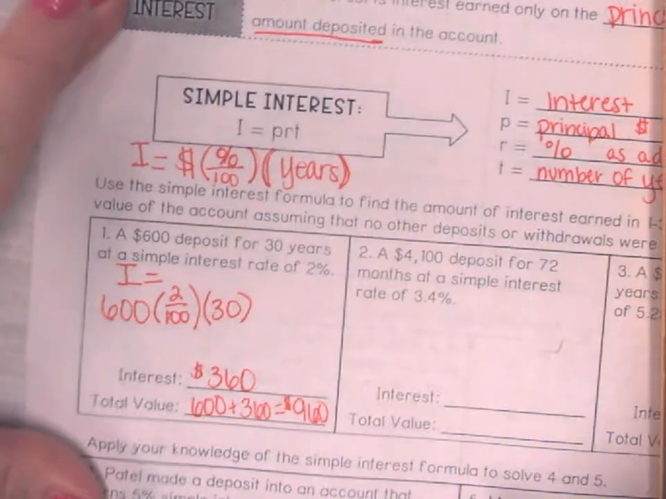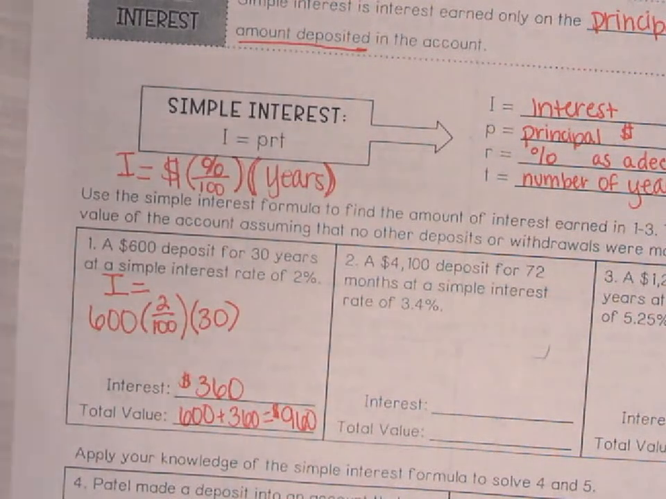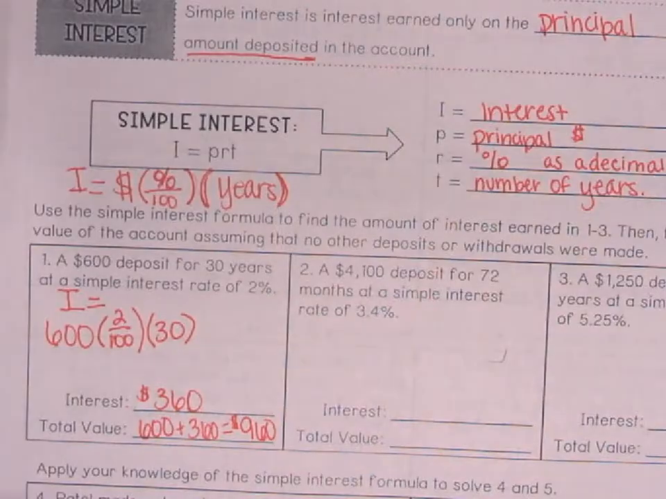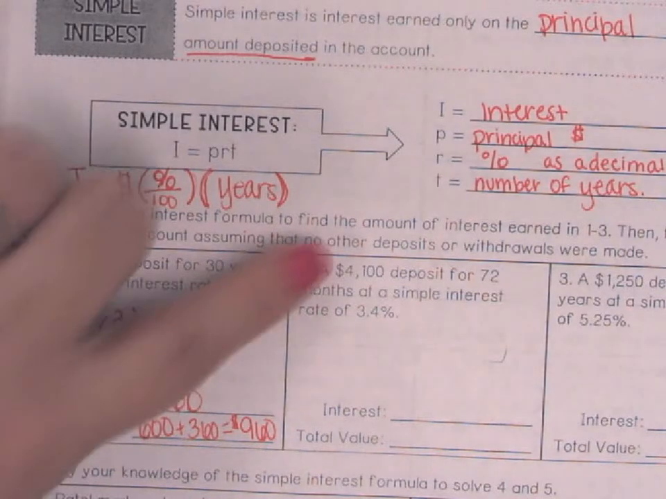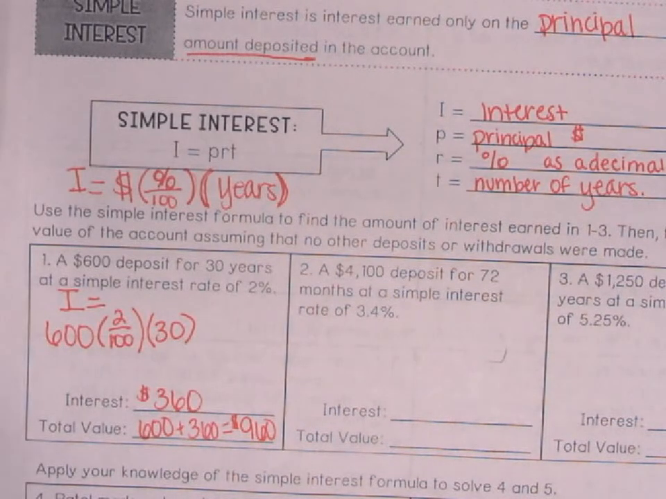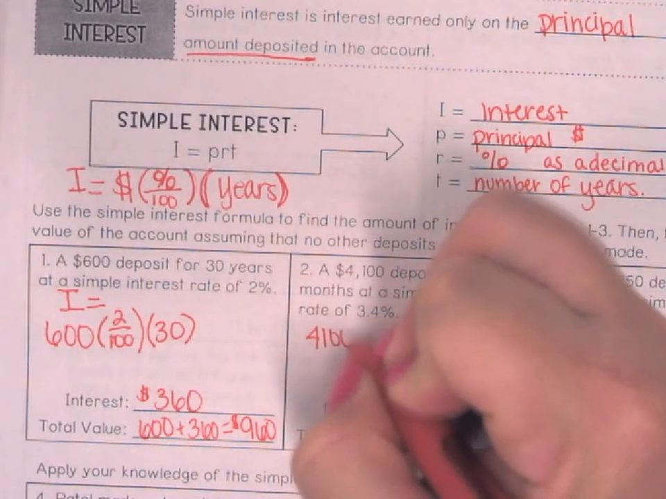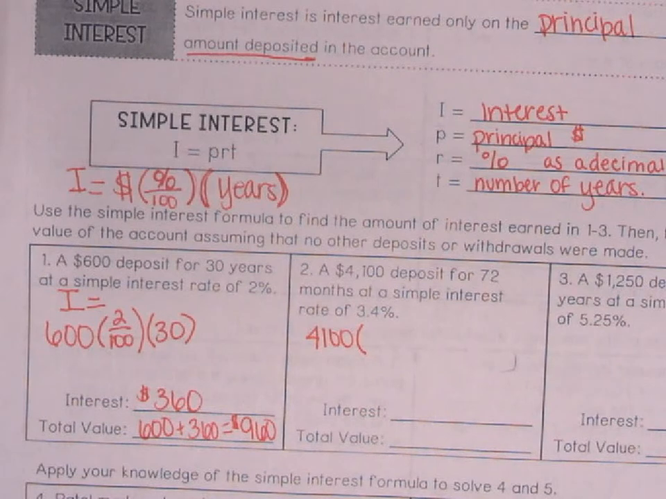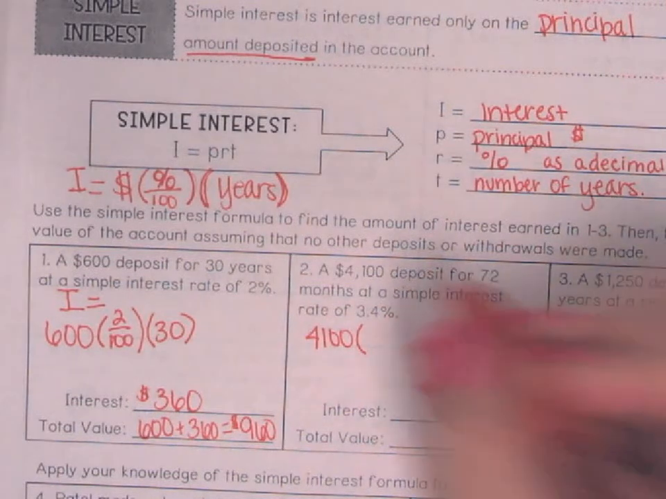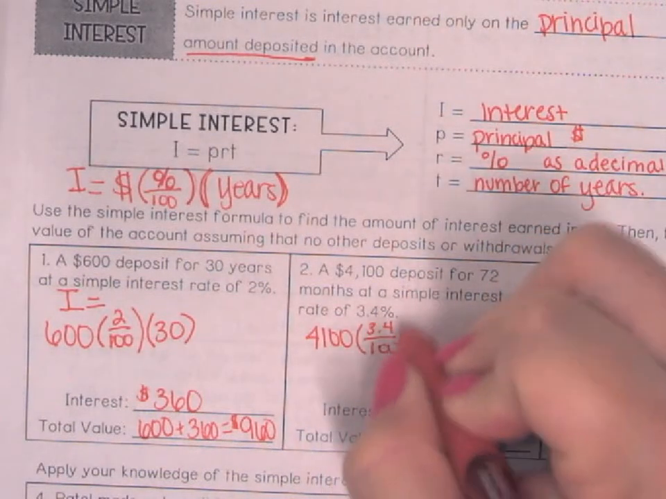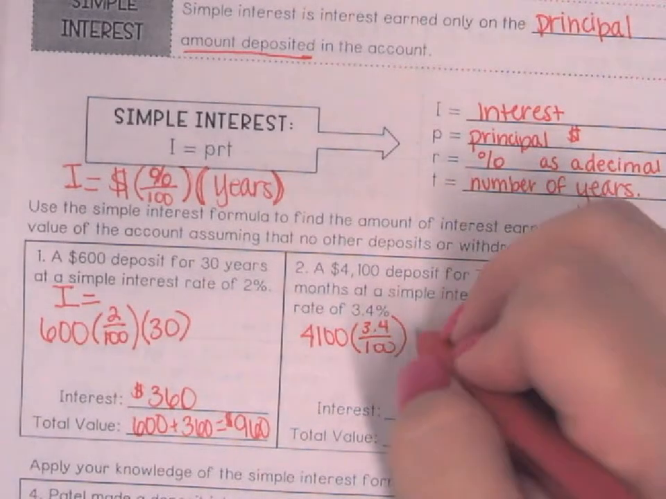All right, so let's look at number 2. I'm going to do another one with you, and then I'm going to let you do one on your own. Okay, it says a $4,100 deposit for 72 months at a simple interest rate of 3.4%. So what's the first number I'm writing down? 4,100. What goes in my parentheses first one? Out of 100. So 3.4 out of 100. Okay. And then what goes in my other parentheses?